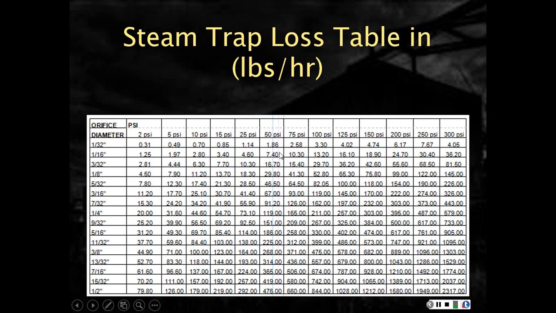Now, there are these steam trap loss tables. In this day and age, there are apps to do it. You can go online to Armstrong Steam or a number of different companies that sell steam traps. They have calculators online that can calculate this. So there are a number of ways of getting this information.